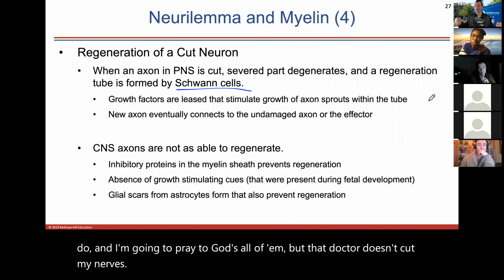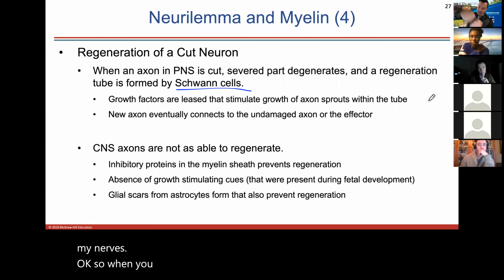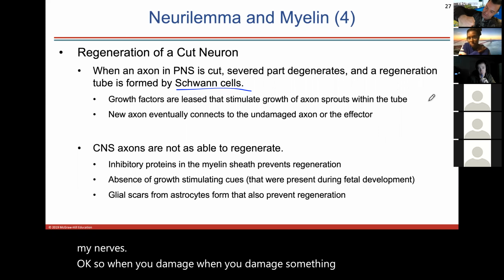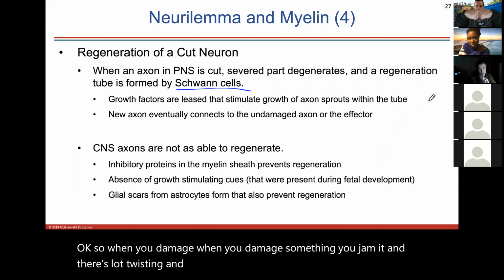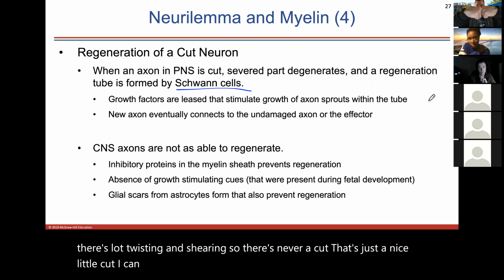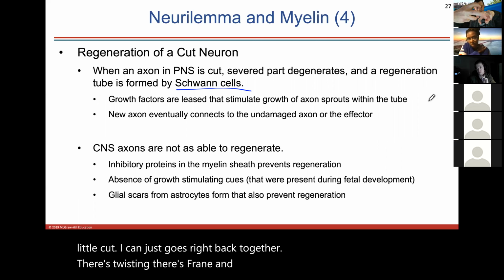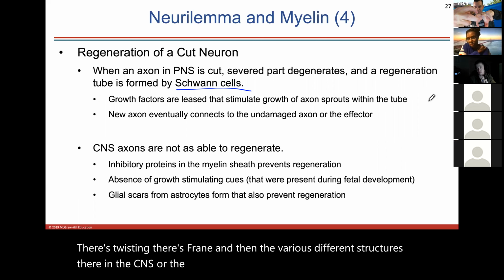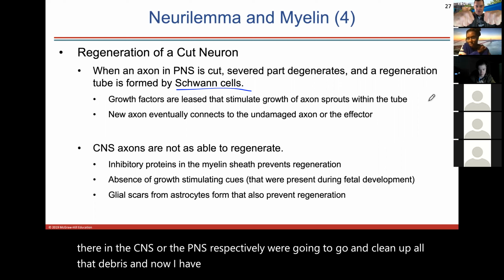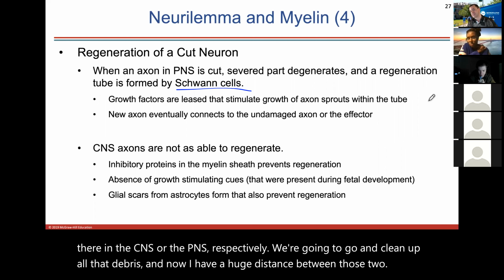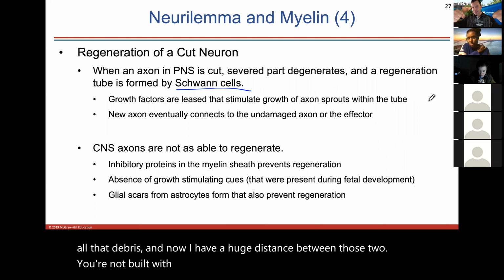Okay, so when you damage something, you jam it, and there's a lot of twisting and shearing. So there's never a cut that's just a nice little cut that I can just glue right back together. There's twisting, there's fraying, and then various different structures in the CNS or the PNS, respectively, are going to go and clean up all that debris. And now I have a huge distance between those two. Well, you're not built with slack, okay? So I can't just bring the slack together.